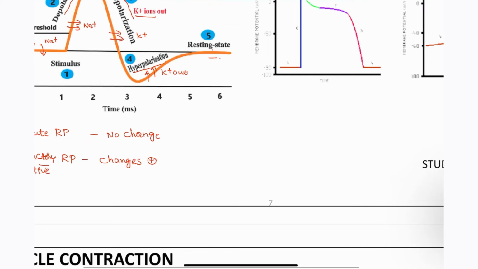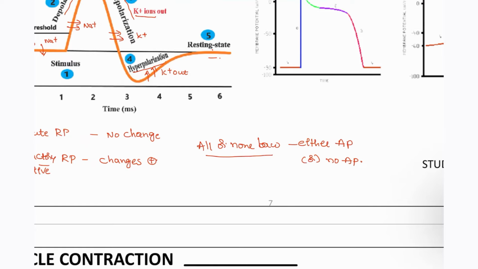And also another point, the all or none law. What is meant by the all or none law? It means either there will be an action potential or no action potential. Okay, so there will be action potential transmission or there will be no complete action potential that will be seen.